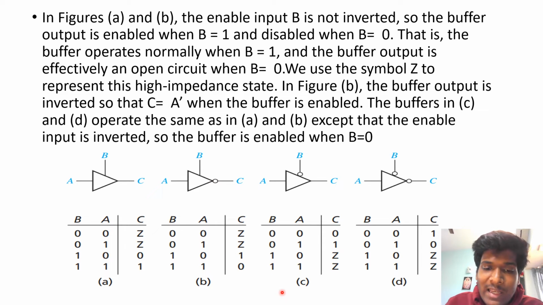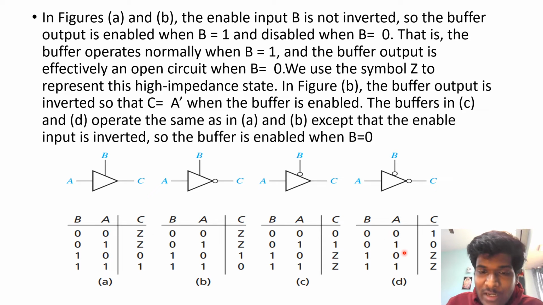In case of figures C and D, we can see that the enable input B is inverted. So this means that if B is 1, the circuit will be in a high impedance state. Only when B is 0, the circuit is functioning. In case of figure C, the output C is not inverted. Therefore, when A is 0, output will be 0. When A is 1, output will be 1, provided that B is 0 as it is inverted.